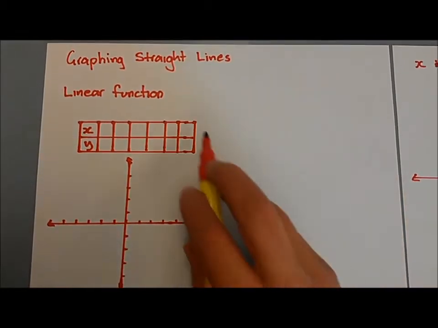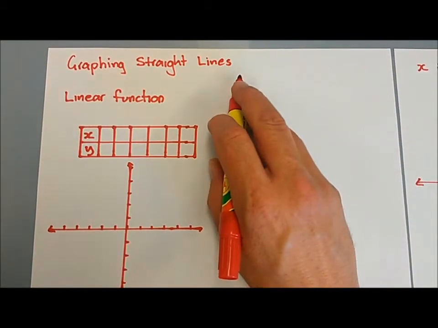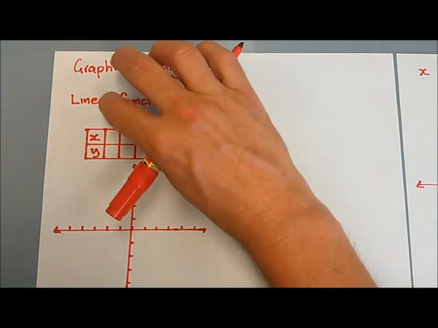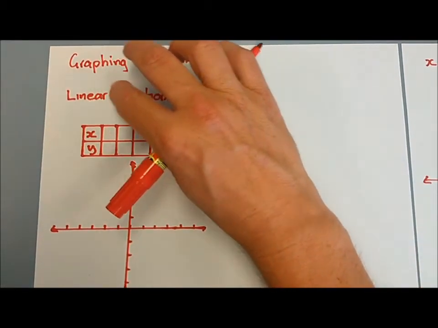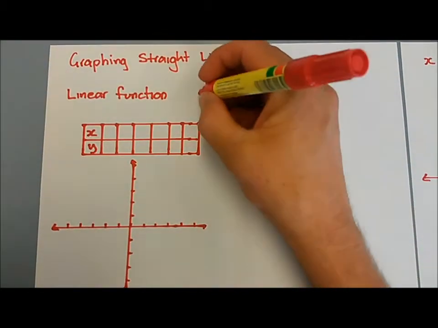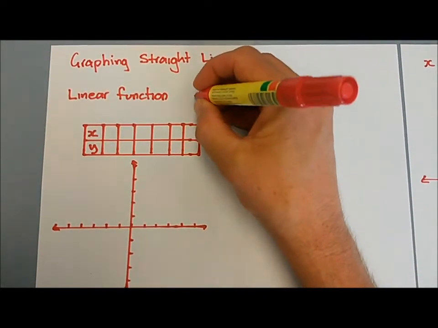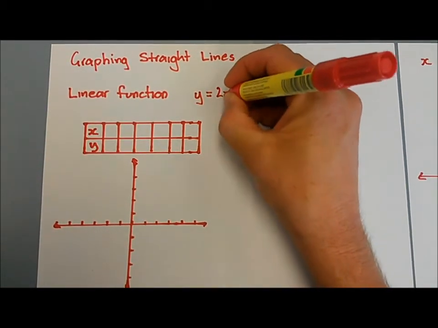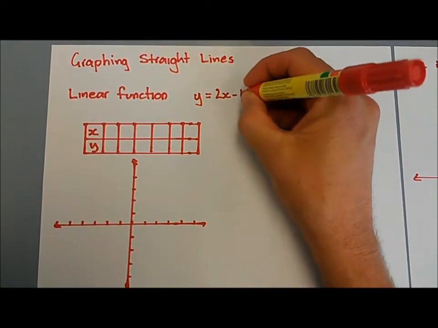Alright, so I want to have a look at this concept of graphing a straight line, which you've probably seen a little bit before, and I want to talk about it as a linear function. If you look at that word linear, you can see line in there. The idea of a function is some sort of relationship between two variables, and often in maths we use the variables x and y. So we might have something like y equals 2x minus 1.